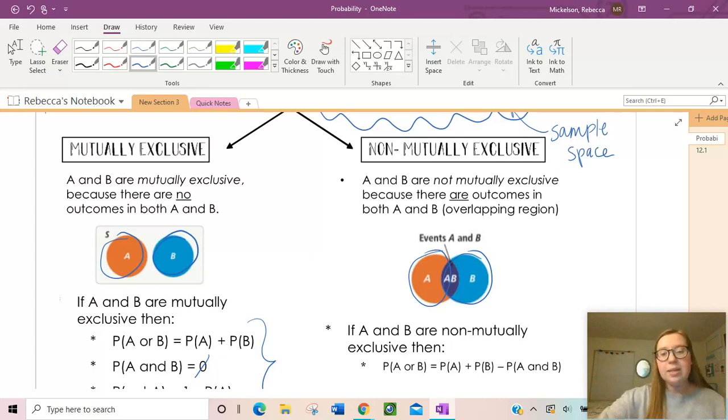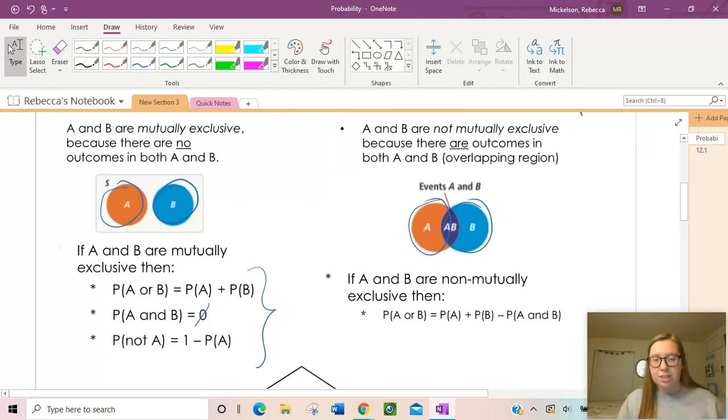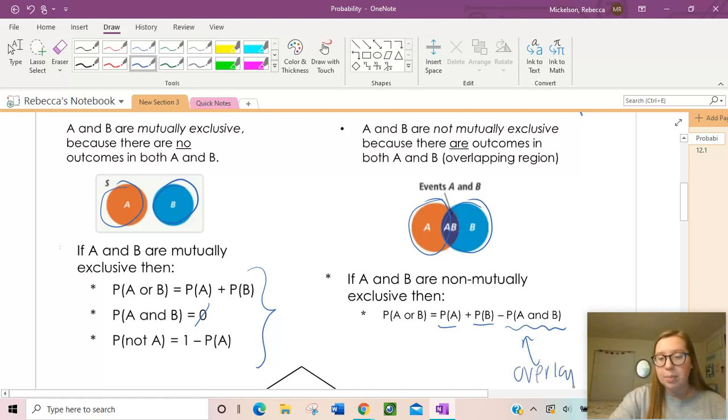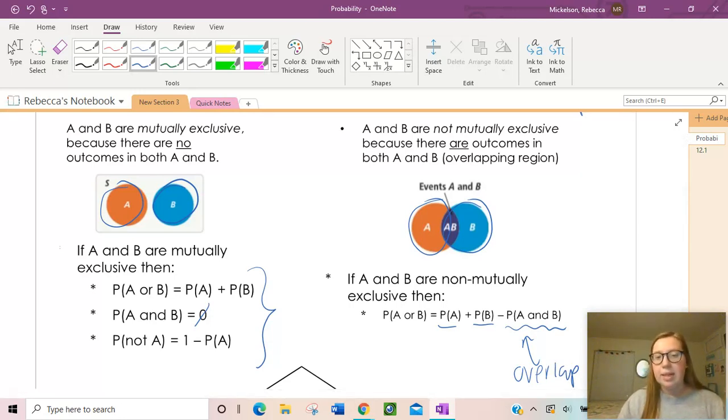The only thing we need to be careful of there, the only thing that's changing, is when we're finding the probability of A or B, we do what we did in our last one. We find the probability of A, find the probability of B, add them together, but we have to remember to subtract their overlapping region. So that's when they're kind of doubled up. You never want to double count something in probability, which happens when we have non-mutually exclusive events.